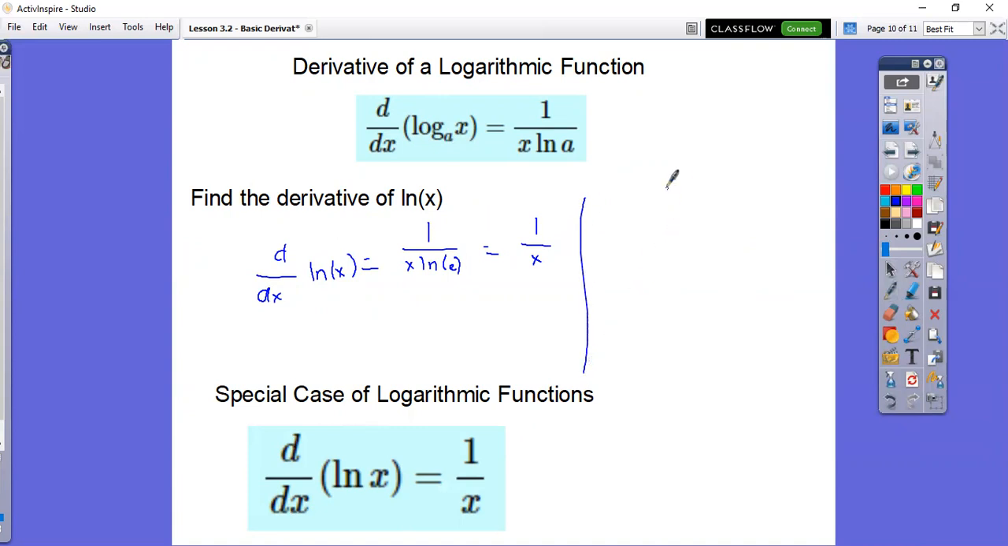All right, and just so we can see how this would look with something else, let's say that I wanted the derivative of log base 3 of x. So if I wanted d dx of log base 3 of x, we would do 1 over x times ln of 3, because 3 is the base right here, and then that would be the derivative.